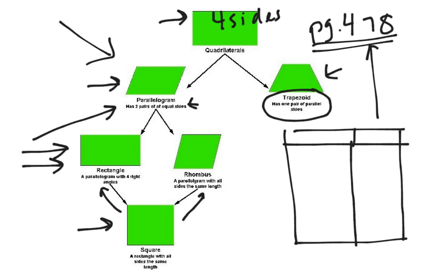A trapezoid has 1 pair of parallel sides, so we mark parallel with a little arrow like that. The top and bottom in that case are parallel. You can see the 2 sides aren't parallel.